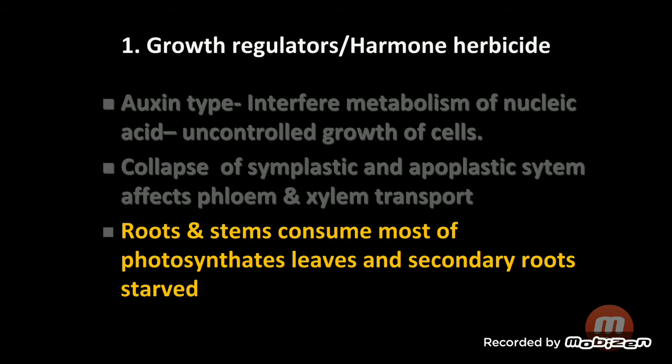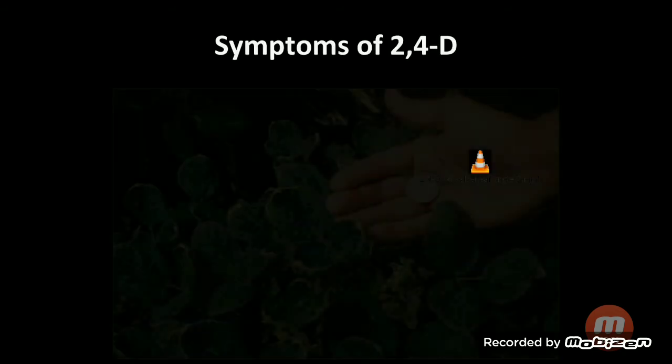The roots and stems consume most of the photosynthates. Leaves and secondary roots are starved. Because of the uneven growth, the roots and shoots consume maximum food, whereas the secondary leaves and stems do not get any food and the plants die. So, this is what actually happens, I have described, but the mode of action is a sequence of events. So, what is the sequence of events that we will discuss?